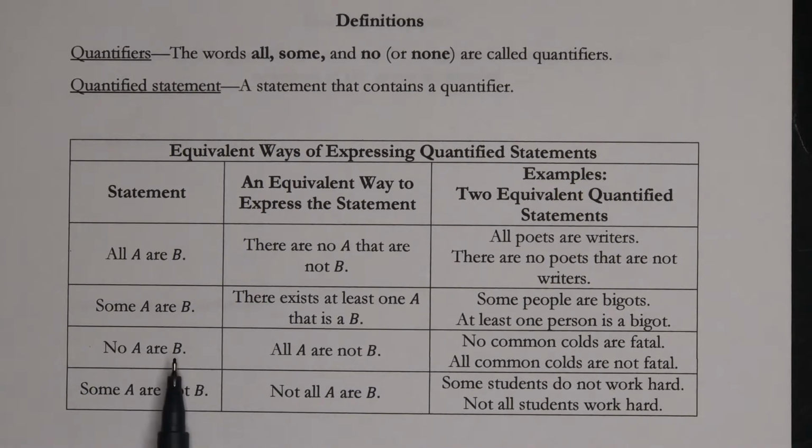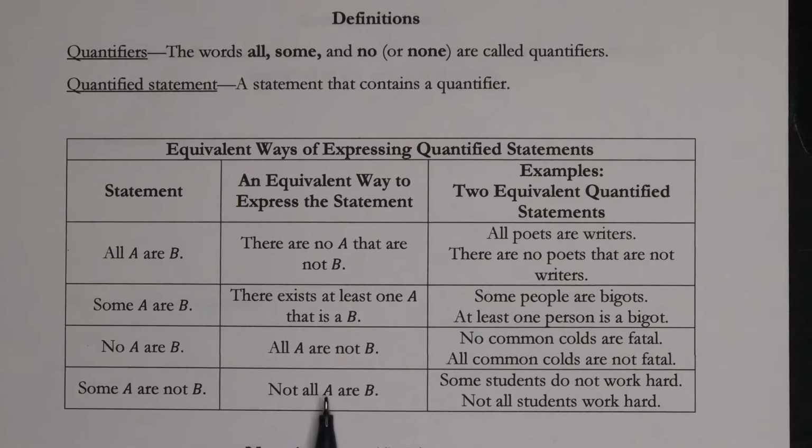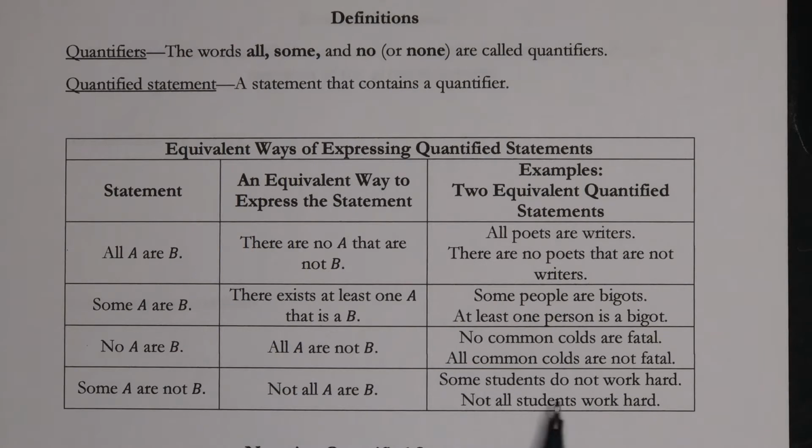No A are B is equivalent to all A are not B. So an equivalent way of saying, for example, no common colds are fatal would be all common colds are not fatal, with the same truth value. Some A are not B is equivalent to not all A are B. So some students do not work hard is the same truth value as saying not all students work hard.